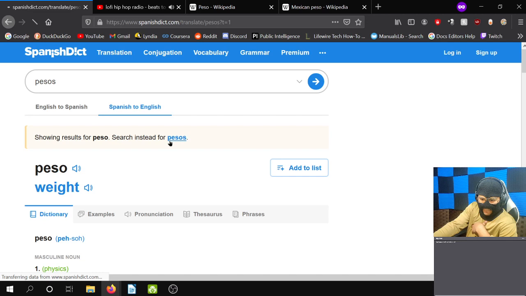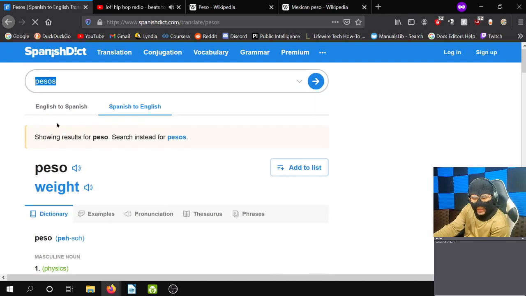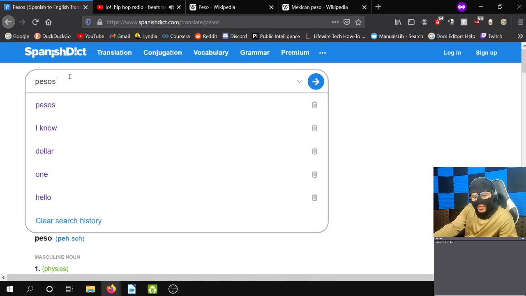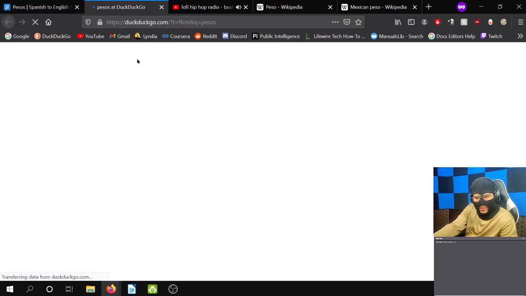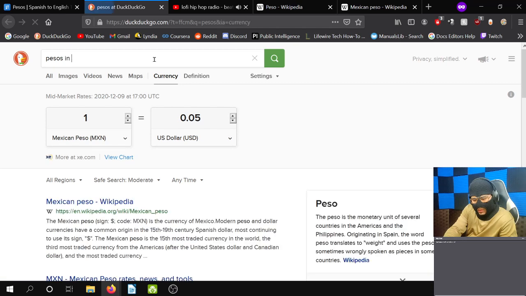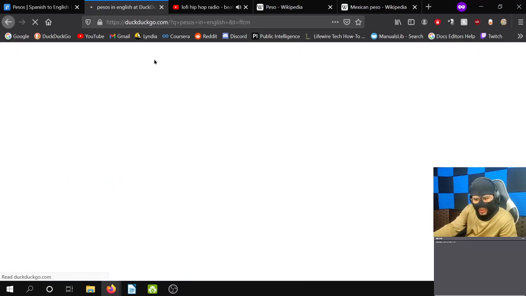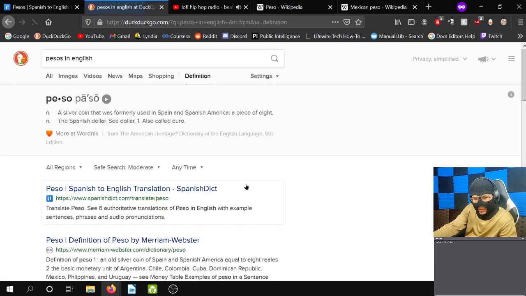Give me this page. That's the same, like it's not available. So that's interesting. So pesos, weights. So might as well actually search in different sites. In English, yeah, the exchange rate and such.